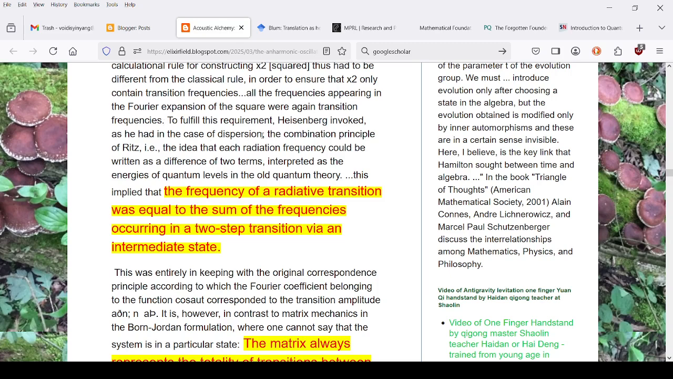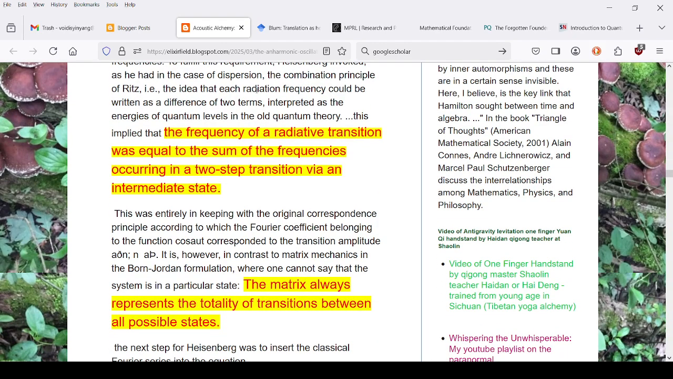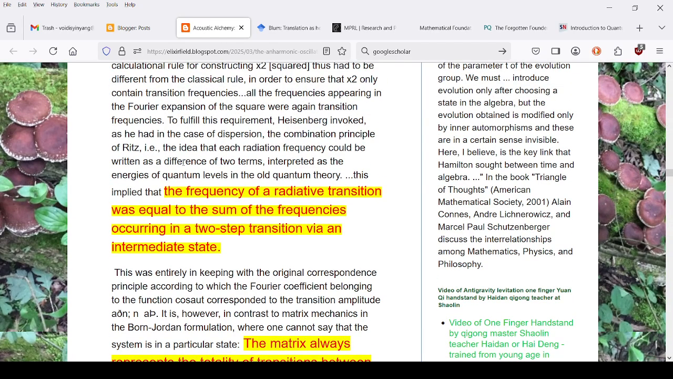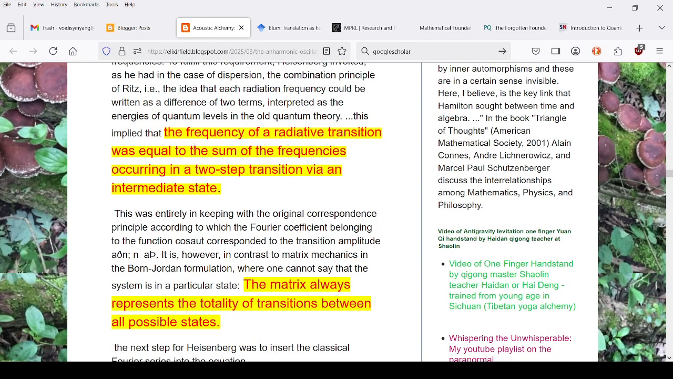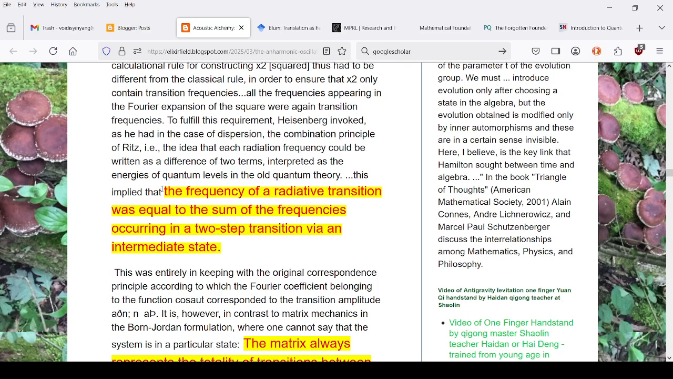So then Heisenberg invoked the combination principle from the Ritz-Rydberg combination principle, so that each radiation frequency as a discrete frequency could be written as a difference of the two terms. And this again is precisely what you do in music theory. You have the octave and the root tonic, and the perfect fifth would then be non-commutative. The frequency of a radiative transition was equal to the sum of the frequencies occurring in a two-step transition via an intermediate state. So this is exactly the core concept of the non-commutativity.